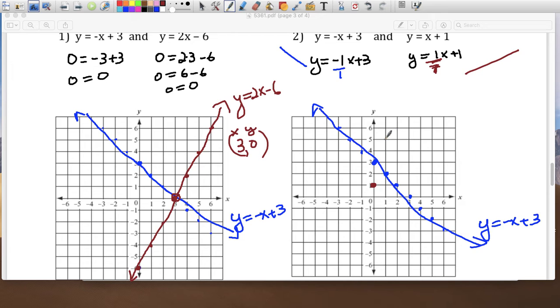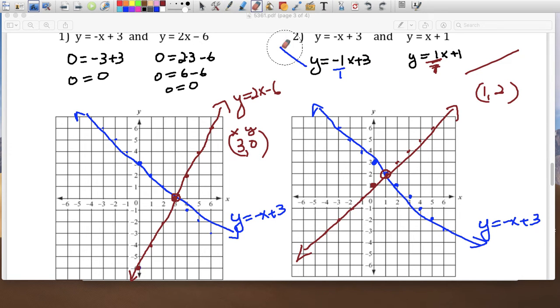So the changing y is 1 unit and the changing x is 1 unit. So it's going to go 1 up, 1 to the right, 1 up, 1 to the right, 1 up, 1 to the right. And this one I can do a better job, I think, of making a straight line. And our point of intersection is this point right here, which is 1, 2. So that's the solution to this system.